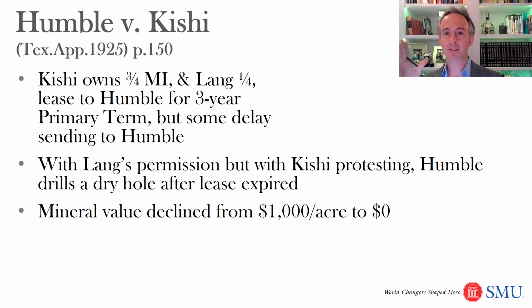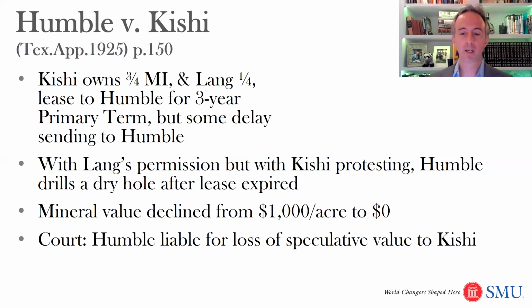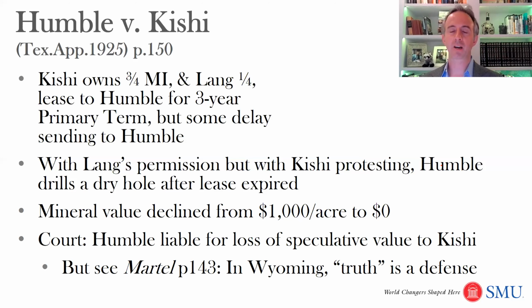What Kishi is complaining about, the harm, is, you might say, you didn't have oil before, you don't have oil after, what's the problem? Well, the problem is that Kishi could have sold his minerals to someone for $1,000 an acre. But after Humble drills a dry well, all of a sudden its mineral value is 0 because everyone knows there's no oil and gas on this property. The court says Humble is liable for that loss of speculative value.